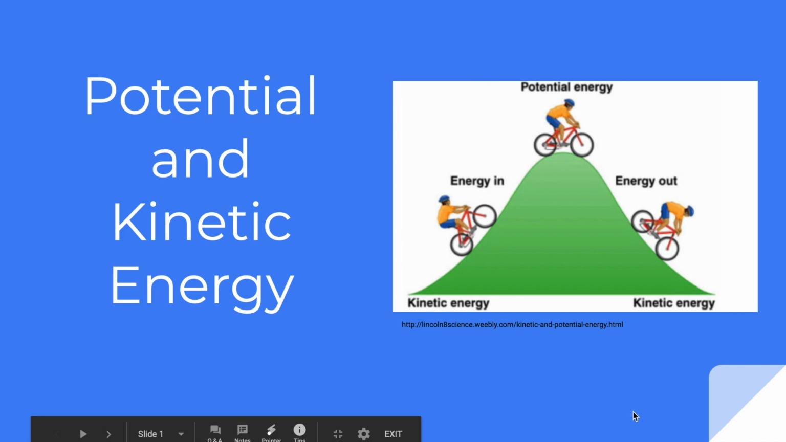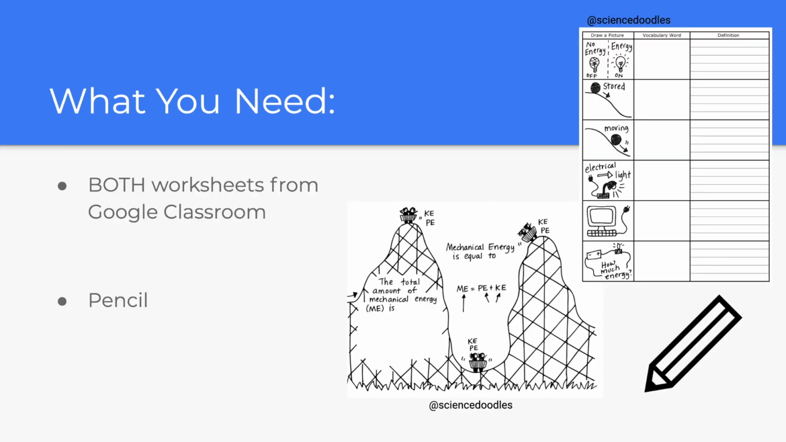For my video project, I'm going to be talking about potential and kinetic energy. This is geared towards a 6th grade science classroom, and it's just introducing the topic and going over the definitions with an example. So my students would need these worksheets from Google Classroom. If they were unable to print them out, they could follow along on just a piece of notebook paper, and they would need a pencil to write with.